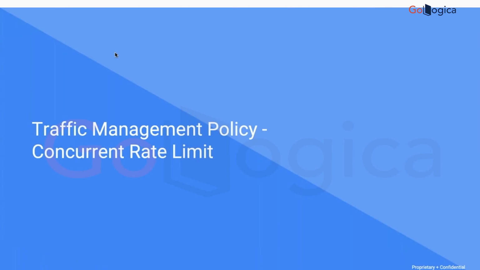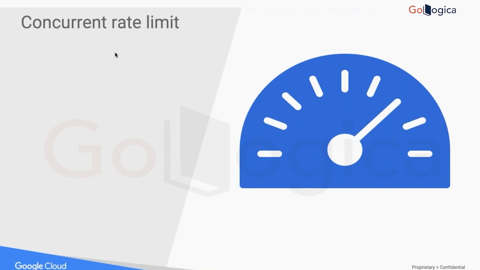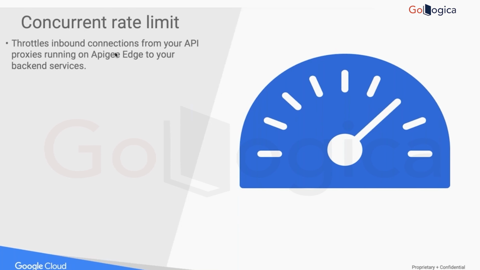Another one is the concurrent rate limit. The concurrent rate limit is a policy which is quite new in nature, and to be honest, in business use case scenarios, I have never used it at all, or I have never seen anyone using this concurrent rate limit policy. The concurrent rate limit policy will throttle the inbound connection from your Apigee to the backend. So it will check how many connections are open.